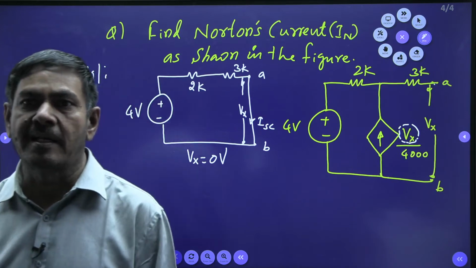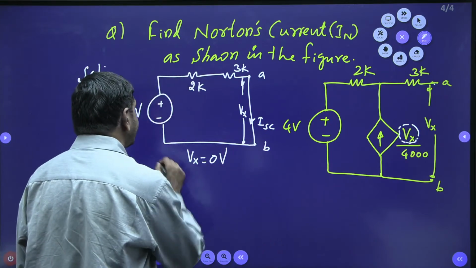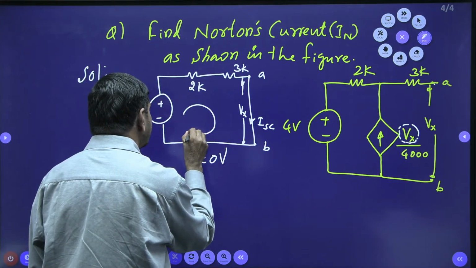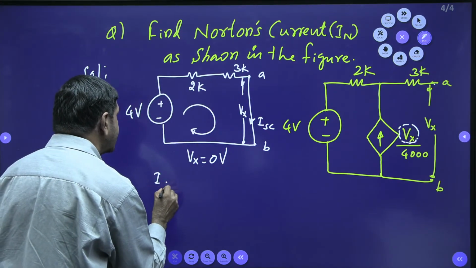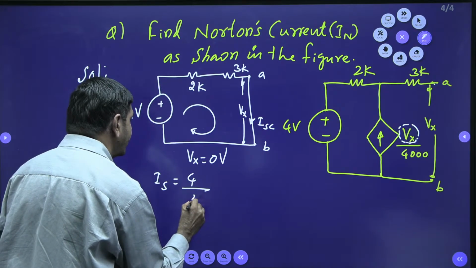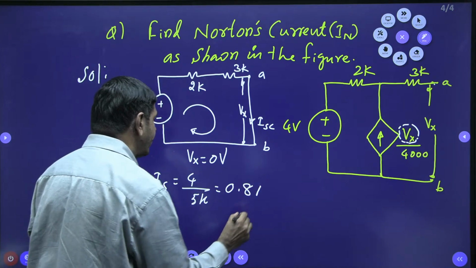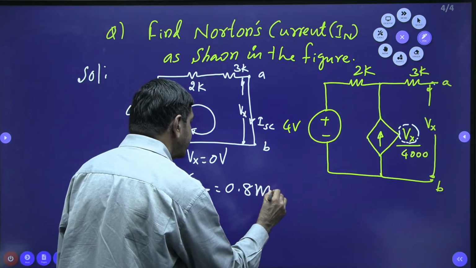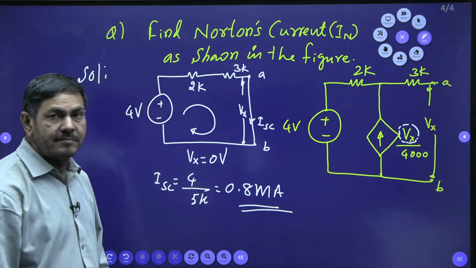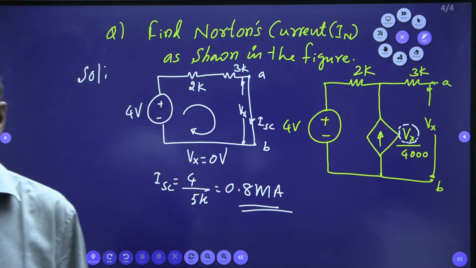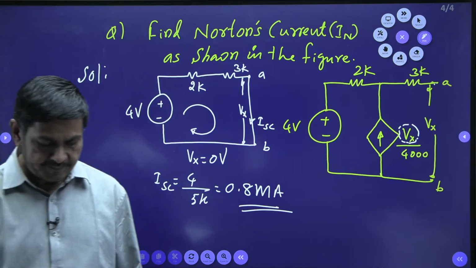Exactly correct, Manoj Kumar. 0 is possible here. In this case, you can determine what is ISC. Just it becomes what now? One closed path you are getting directly. So ISC is nothing but 4 by 5K, you can write directly. 0.8 milliamperes of current is passing now. This much amount of current is passing through the network. That is the answer. This is ISC. 0.8 milliamperes of current is possible. Exactly correct, it is open circuited. Very good. Very perfect. That's the answer.